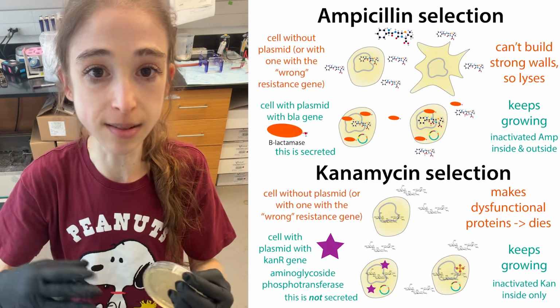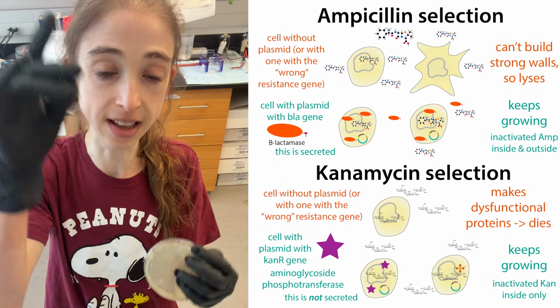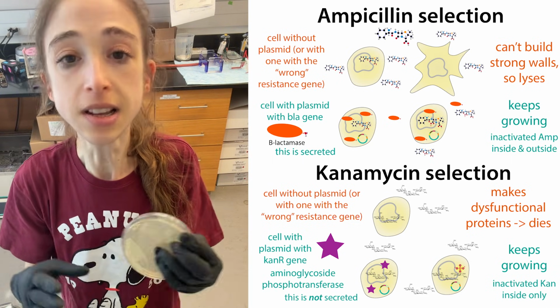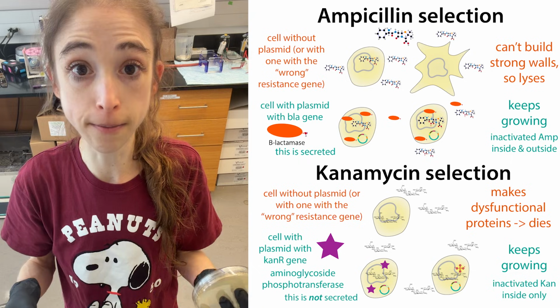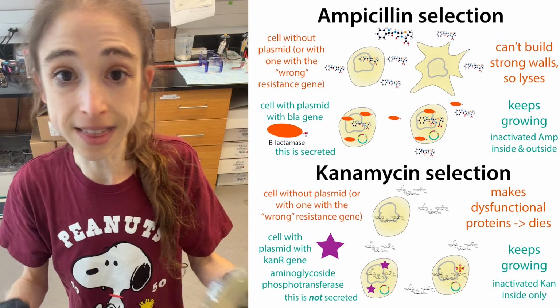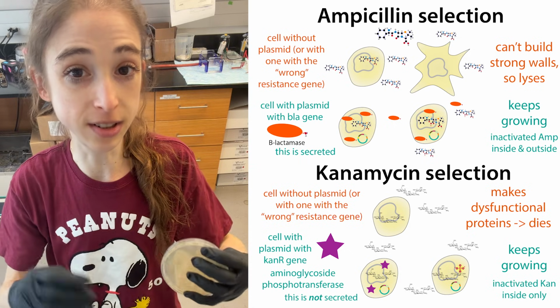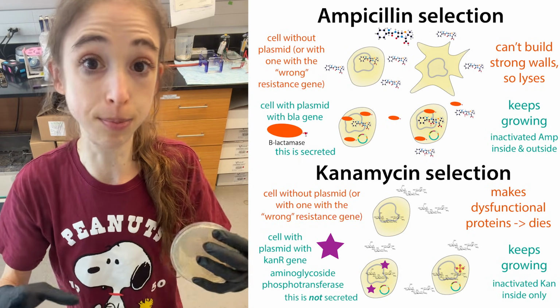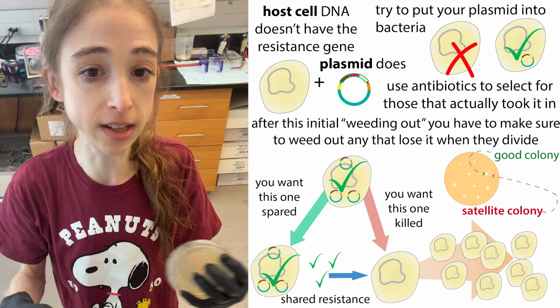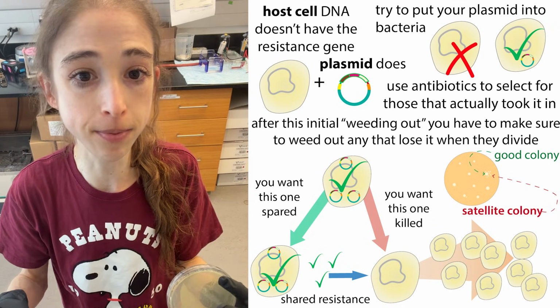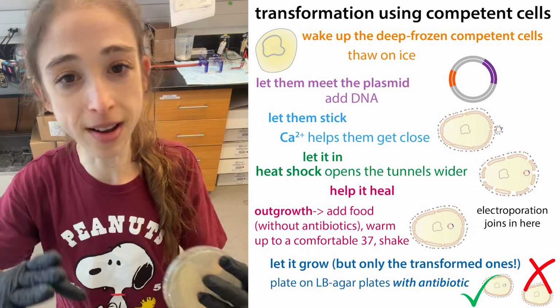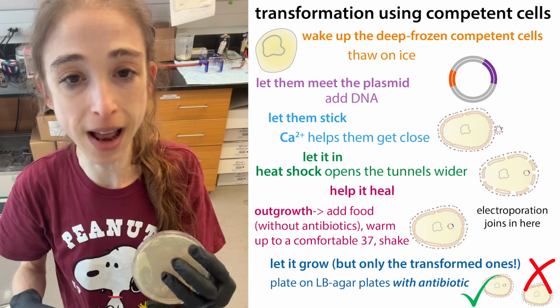And so this beta-lactamase typically goes and breaks down the antibiotic so it can't hurt the bacteria. So that's a bad thing about ampicillin, is that you can get these satellite colonies where it's sharing resistance with bacteria that don't actually have the plasmid, and so that's why you want to make sure you don't overgrow it. But the good thing about ampicillin is that you can skip that outgrowth step.